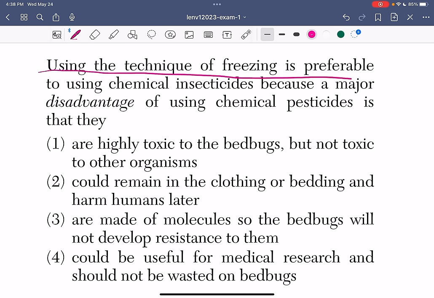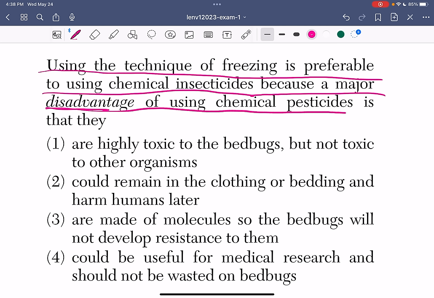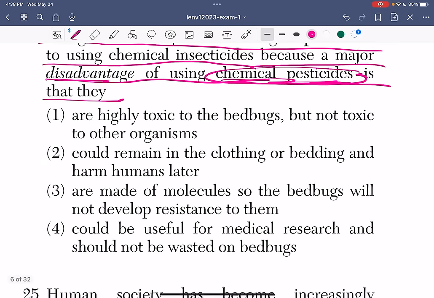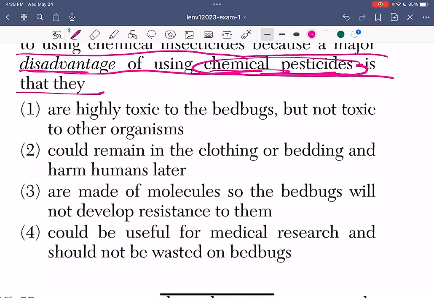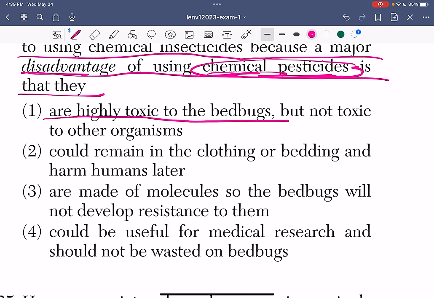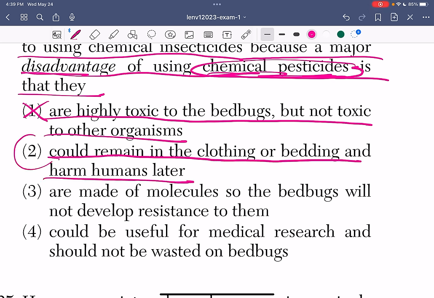Using the technique of freezing is preferable to using chemical insecticides because a major disadvantage of using chemical pesticide is, now why is it bad to use chemical pesticides? Think of Raid. Think of all those poisons that we spray on roaches. So let's see what makes sense in terms of using chemical pesticides for number 24. Are highly toxic to bed bugs, but not toxic to other organisms? No, it could be toxic to all organisms. Could remain in the clothing or bedding and harm humans. So yeah, there's a possibility that if you use pesticides, it can remain in clothing and bedding if you don't spray them all, if you don't get them all, for sure.